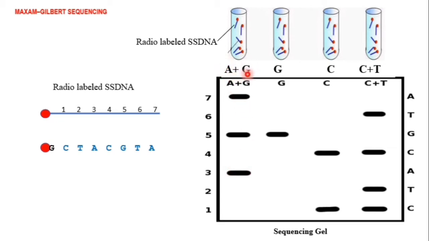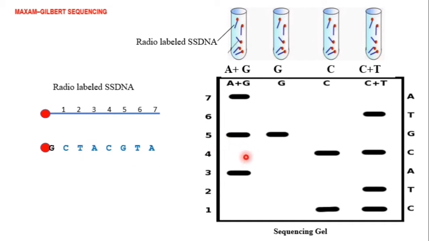This band is in the A plus G reaction tube. So this time we have to check whether any band is observed in the G. Here there is no band in G, so we can say this is an A. The break occurs here, 2 and 3, here the break occurs.